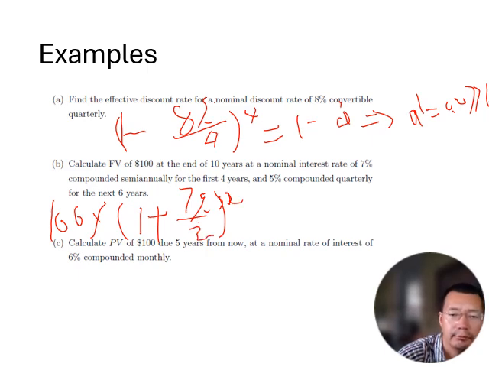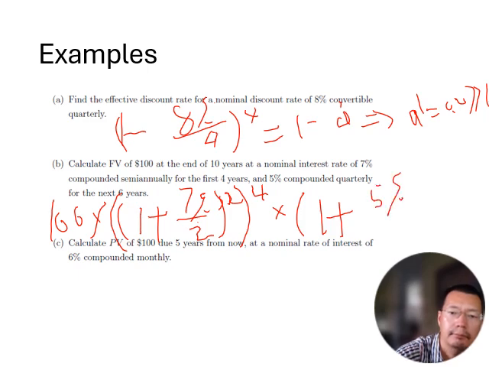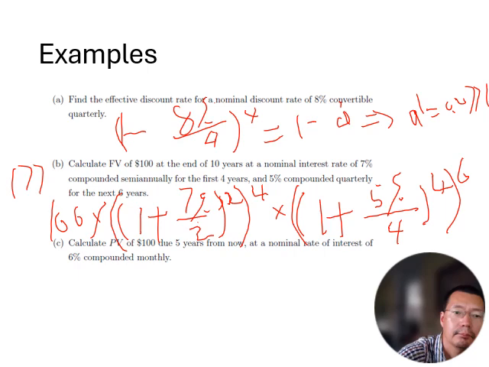But since it's 4 years, basically you have to utilize this rate to the 4th power, and then you do 1 plus 5% divided by 4, because it's quarterly, to the 4th power. But then because this is the rest of 6 years, so you do this. I think this will give you the answer of 177.4 eventually.